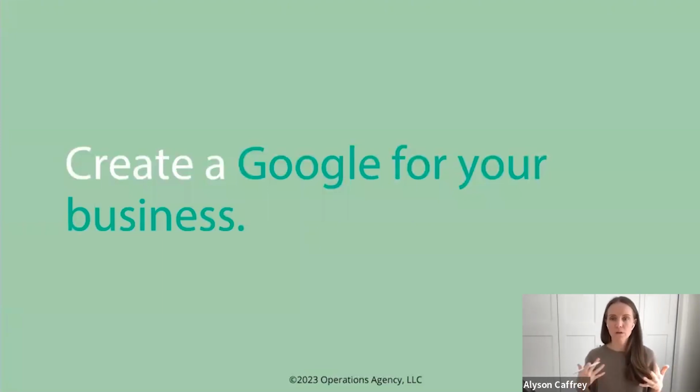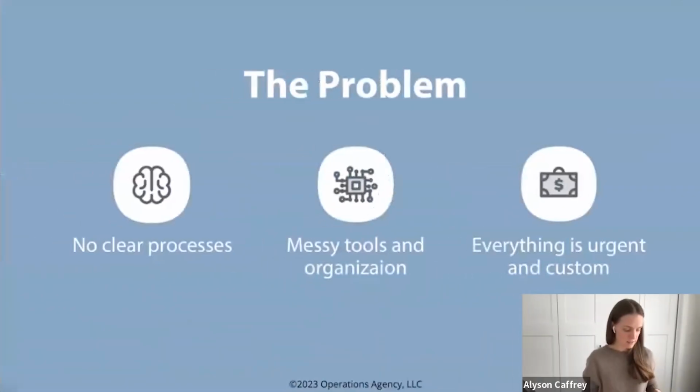And what we want to do is create some autonomy within the team to be writing processes and creating processes on their own, right? Because that's kind of how we build. And again, that's one of the reasons why Google's been so successful. Problem is a lot of businesses have no clear processes.